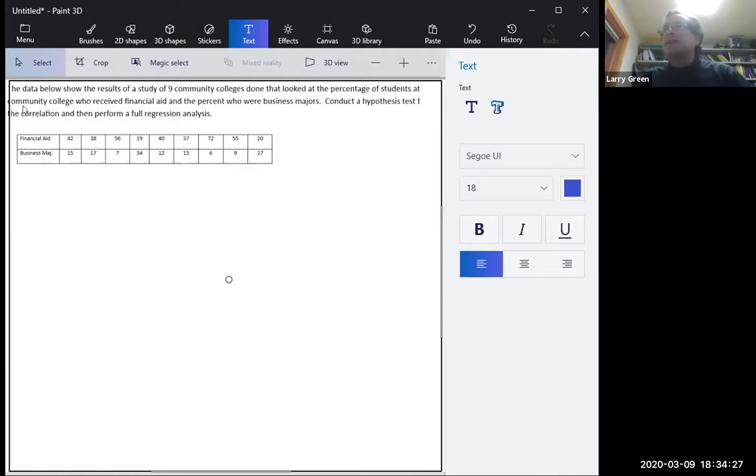Okay, the data below show the results of a study of 9 community colleges that looked at the percentage of students at community college who received financial aid and the percent who were business majors. Conduct a hypothesis test to find the correlation, then perform the full regression analysis. Any questions on the question?